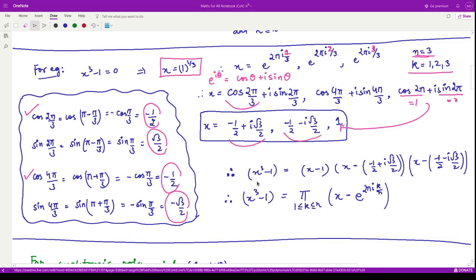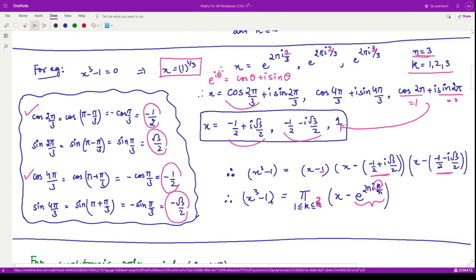So this polynomial x cube minus 1 could be written as the product of 3 polynomials: x minus the first root, x minus the second root, and x minus the third root, right? Or generalizing this, we can write this as the product of x minus the roots, where k is varying from 1 to n. And what is n here? n is 3 basically in this case. For x cube minus 1, we have n as 3, right?